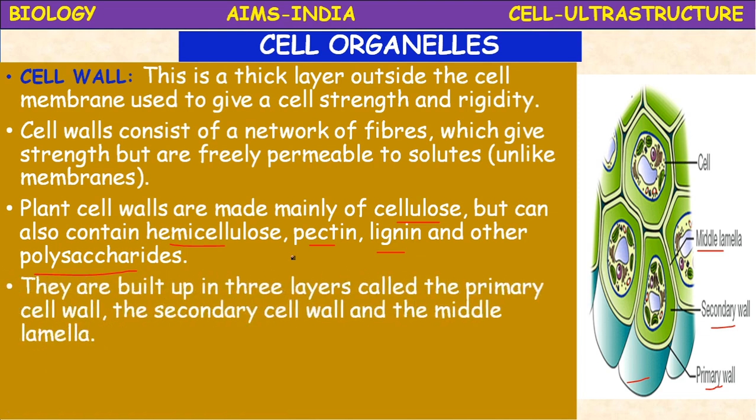Next, they are built up in three layers. What are the three main layers in the cell wall? That is the primary cell wall, secondary cell wall, and the middle lamella. These are the three main structures. That's why it's a tough, rigid cell wall that gives protection and shape, and it is a very important structure.